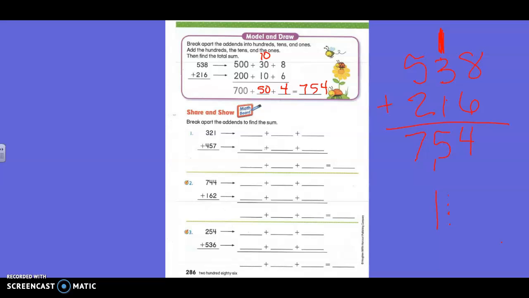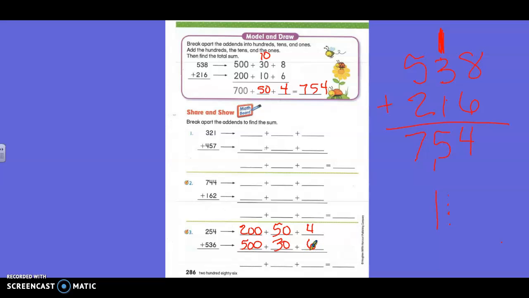How am I going to break that apart? Grayson, what's the first number I'd write? 200. What's the next number I would write, Isaac? 50. And what's the last number that I'd write, Chase? 4. Okay. Now let's break apart 536. Kinley, what's going to be the first number? 500. Plus what, Ivan? 30. Plus what, Lena? 6. Okay.